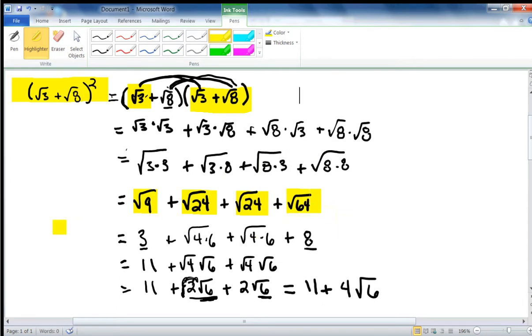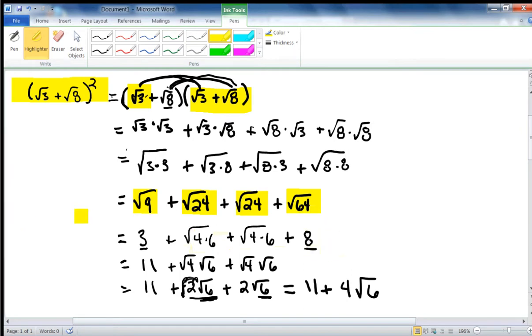Why that's not wanting to stay. There we go. All right, so the square root of 9 simplifies down to just 3, because 3 times 3 is 9. We want to break apart this 24 into a perfect square times another number so we can simplify it down as much as possible. And the largest perfect square that goes evenly into 24 is 4. So I'm going to do the square root of 4 times 6. And again, same thing here. And then the square root of 64 simplifies down to just 8.